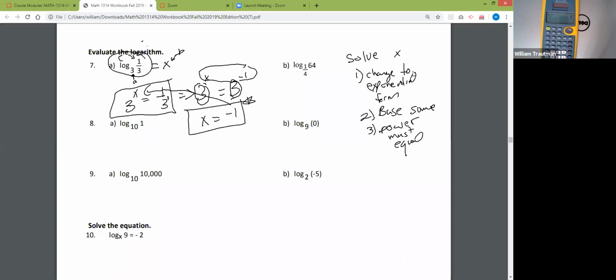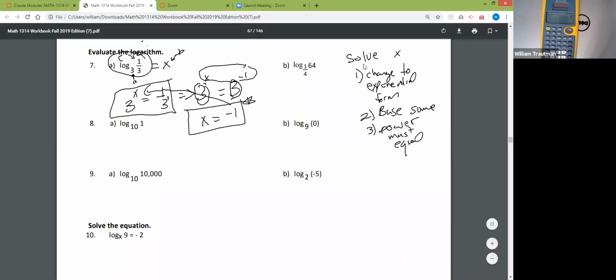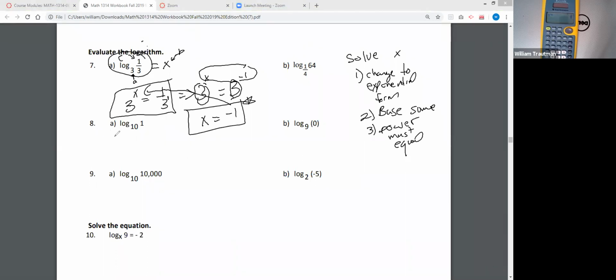All righty. Let's do the next one. So I'm going to do number 8A. 8A, we want to find x. It doesn't tell us the x, but we want to find x.